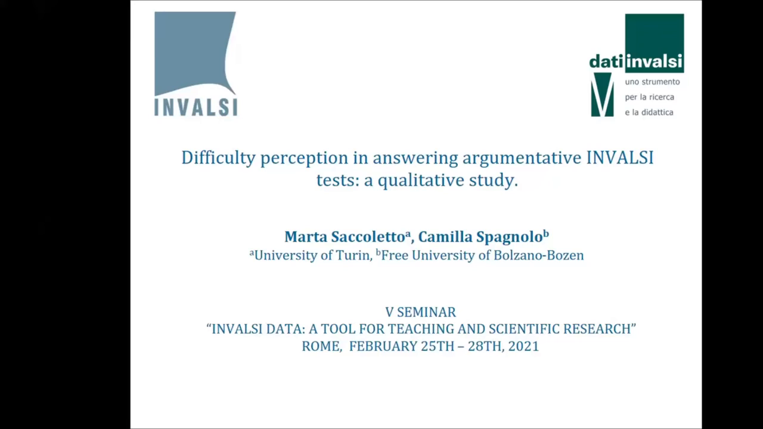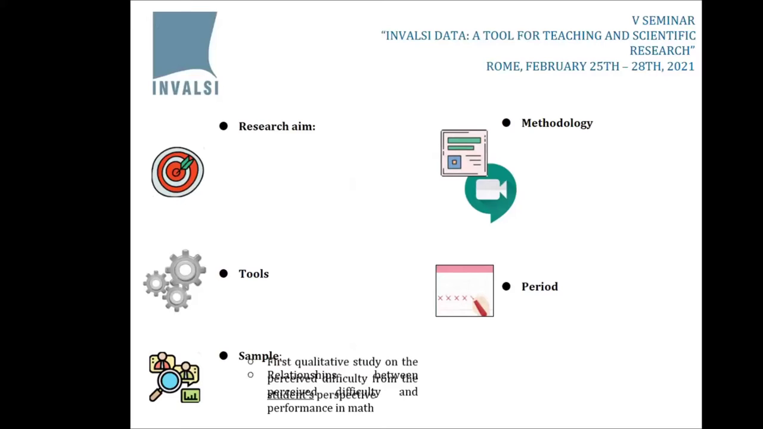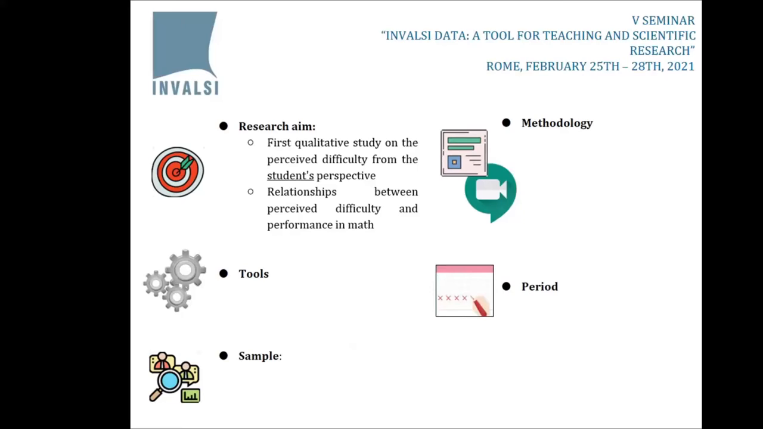So the aim of this project is to study the perceived difficulties related to INVALSI argumentative tasks. In particular, we want to investigate how and how much the difficulty perceived by students is related to the difficulty that is attributed to the task by the teachers, and the possible connection with the skill levels constructed by INVALSI. So, in particular, we conducted the first qualitative study to investigate perceived difficulty from the student perspective and relationships between perceived difficulty and student performance in math.